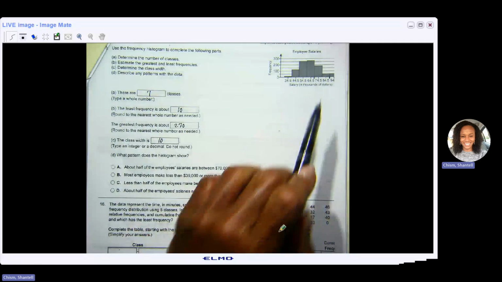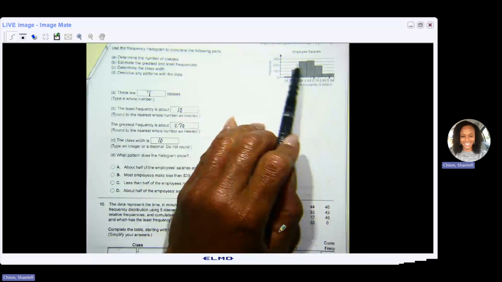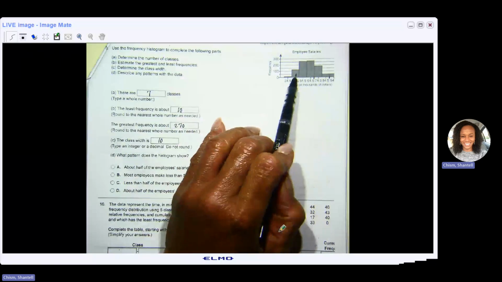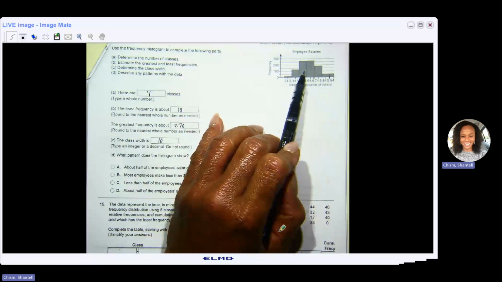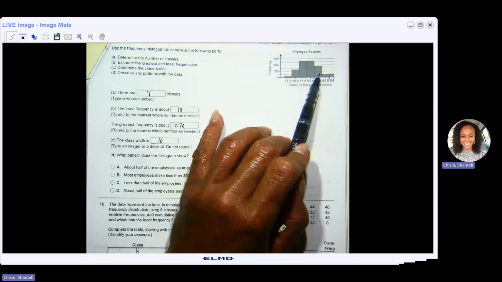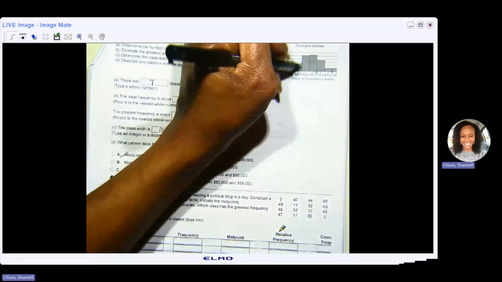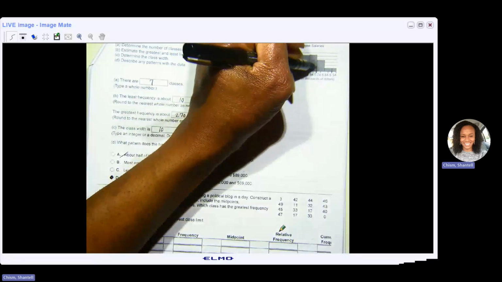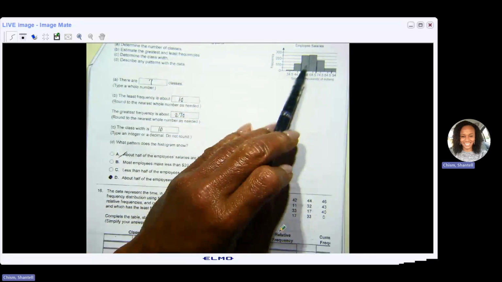That is most definitely not about half of all the employees, because this bar is extremely short. And you got these two tall ones here, and that one next to it is not that much shorter than this one. So A just wouldn't make sense. It ends up being D. About half of the employees make between 50, which is about right here, and 69, which is about right here, which are those two tallest bars.